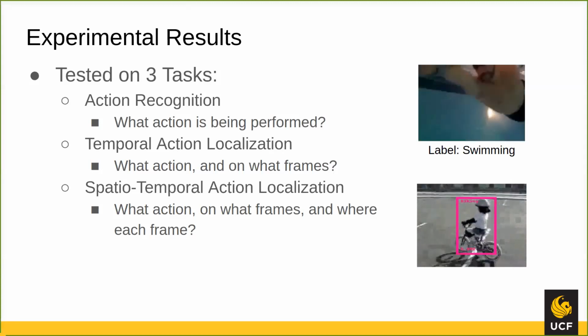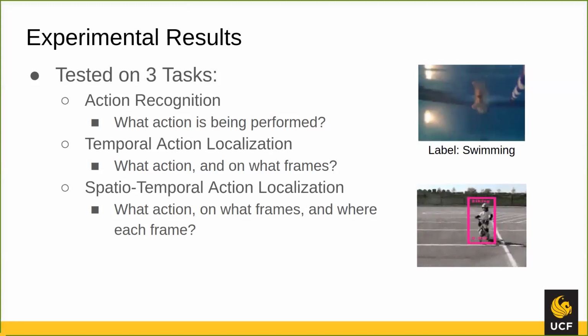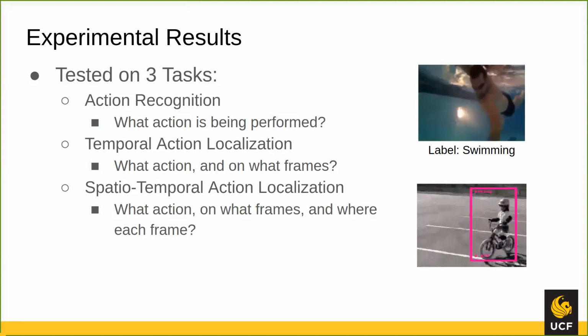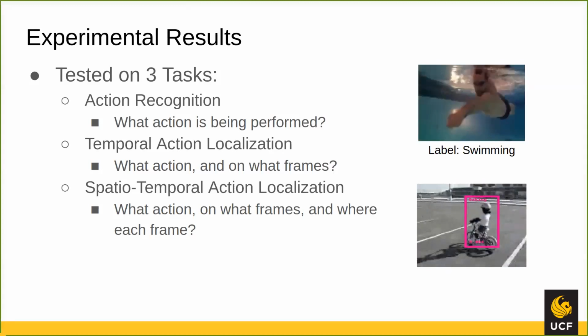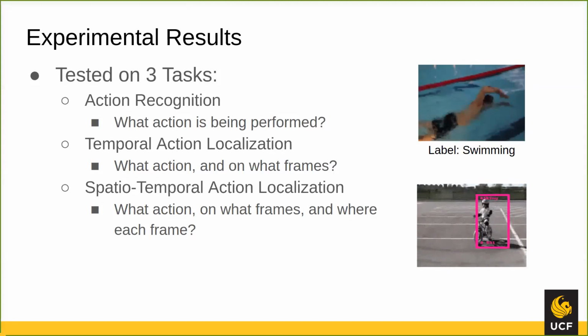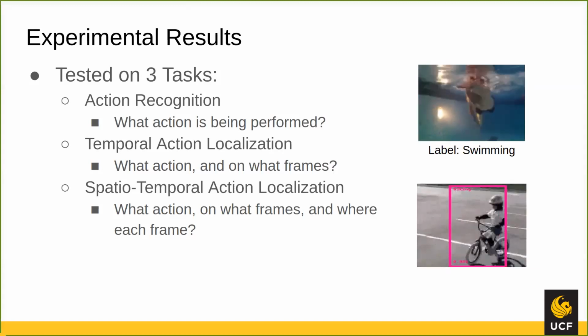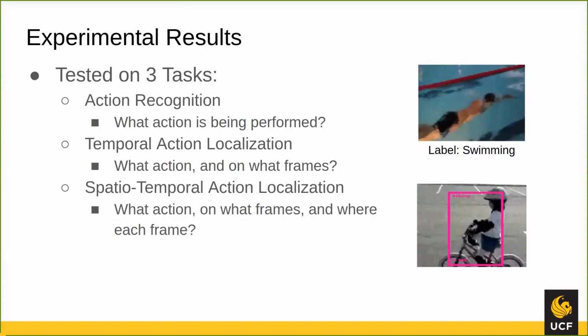Then the next step up is temporal action localization. This asks the question not only what action, but on what frames. You can think of this like an untrimmed video, and then we're trimming it to the location of where the action is performed and telling you what action is being performed.